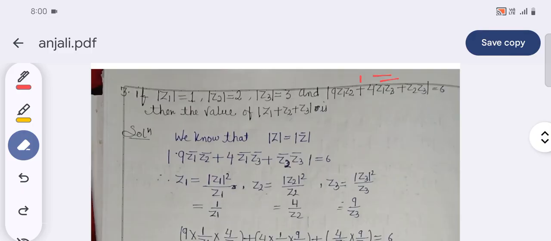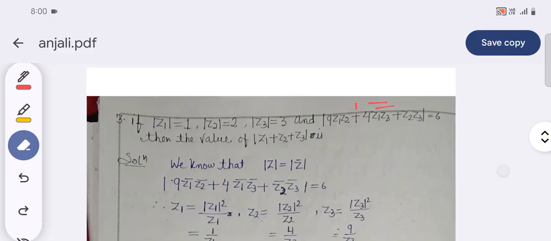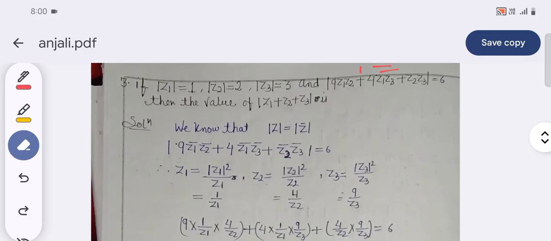In this class, we will solve some questions related to complex numbers. Your first question is: mod of z1 is equal to 1, mod of z2 is 2, and mod of z3 is 3, and mod of 9z1z2 plus 4z1z3 plus z2z3 is equal to 6. Then the value of mod of z1 plus z2 plus z3 is?